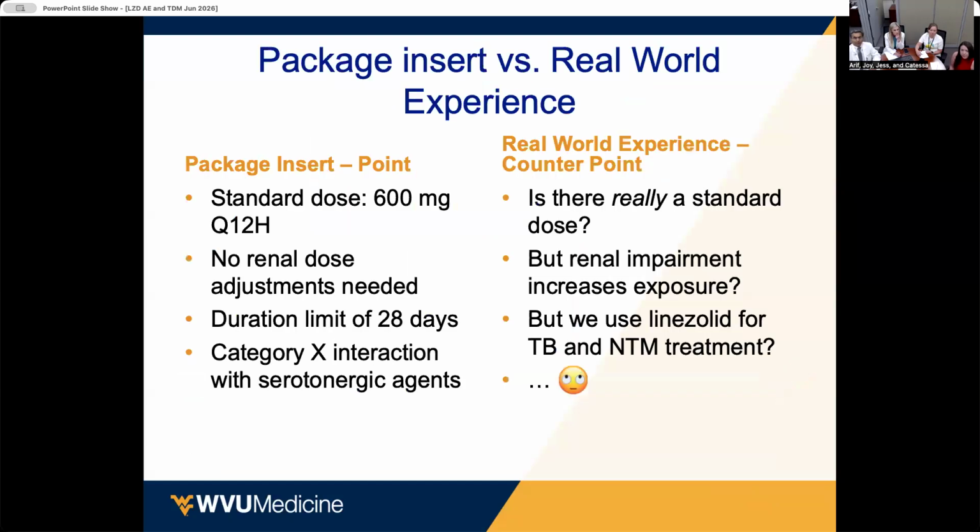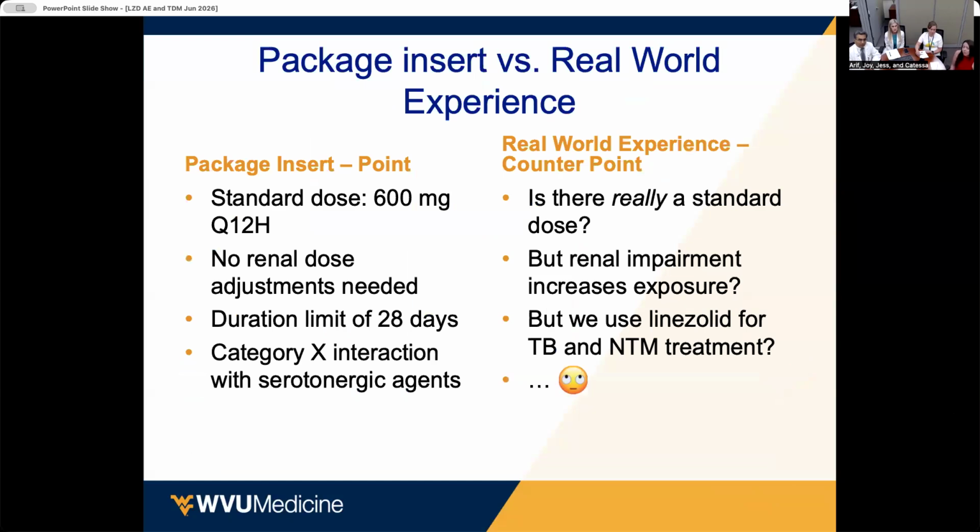Next slide, please. But let's look at this package insert versus a real world experience. So package insert is the point here. I mentioned all of these things already, but also there is listed a category X interaction with serotonergic agents due to the risk for serotonin syndrome.